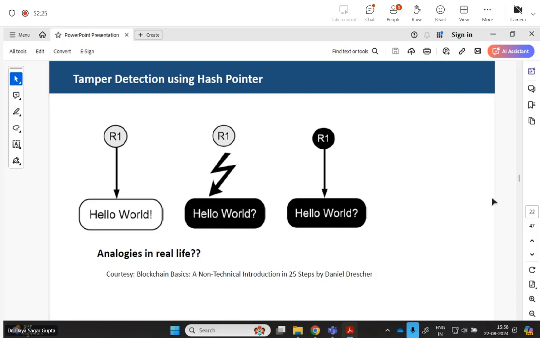So how to avoid this type of thing? If the attacker is so powerful, he can change the message as well as your message digest. Then there is a problem with your algorithm. Everything is in control of the attacker. We will see it later.